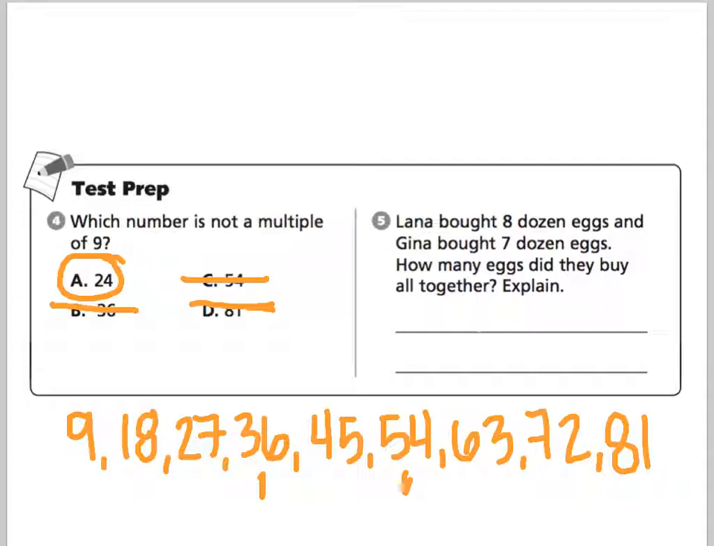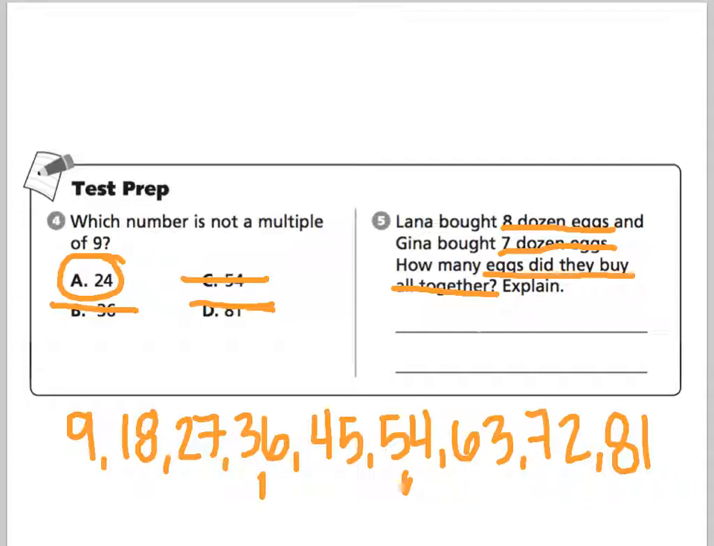Moving on to question number 5. Lana bought 8 dozen eggs and Gina bought 7 dozen eggs. How many eggs did they buy all together? Explain your answer. So first we want to underline 8 dozen and 7 dozen. And how many eggs did they buy all together? All together means that I'm going to have to add them up in the end. So this is a 2-step problem.